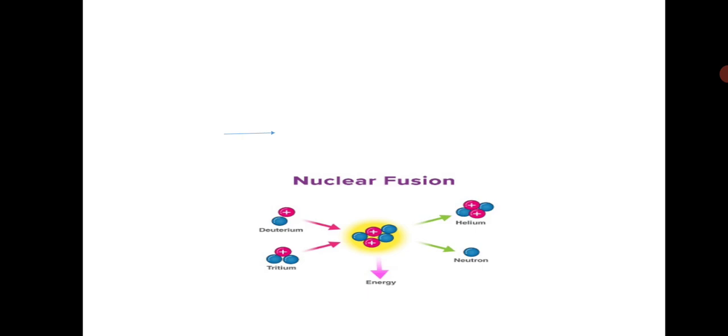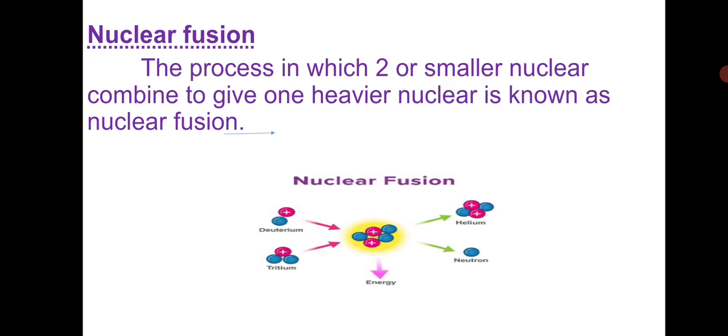Let us see the nuclear fusion reaction. Nuclear fusion is the process in which two or more smaller nuclei combine to give a heavier nucleus. This diagram indicates the nuclear fusion reaction. Protium or deuterium isotopes combine with each other to form a bigger nucleus, helium.